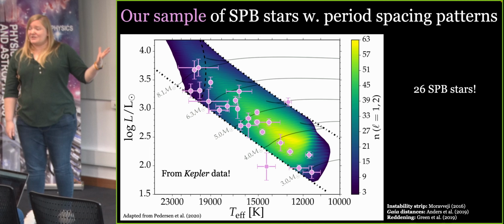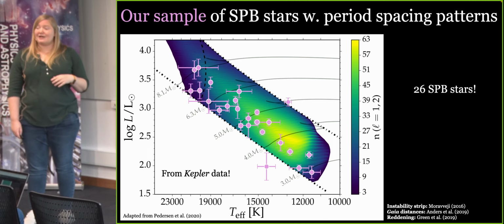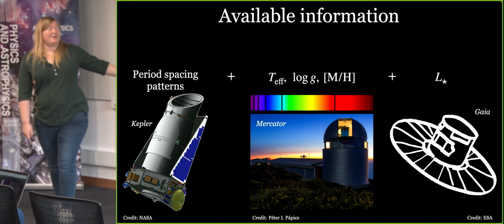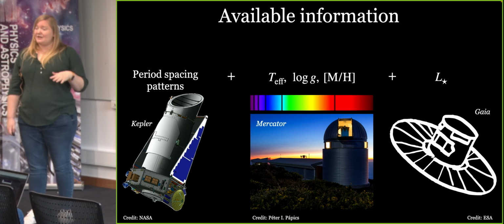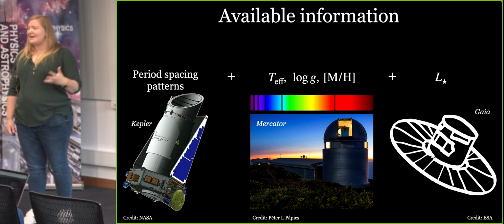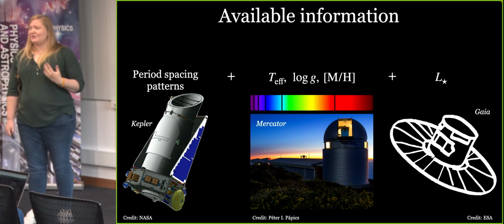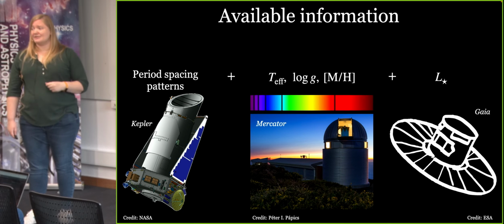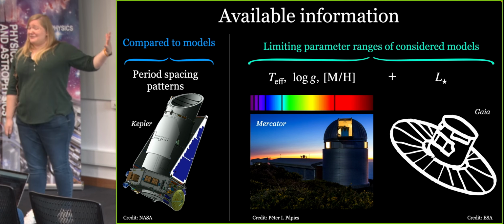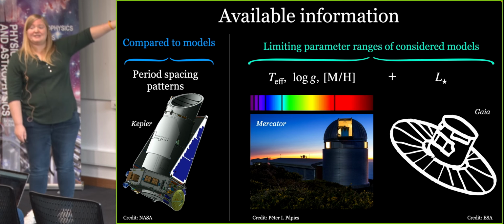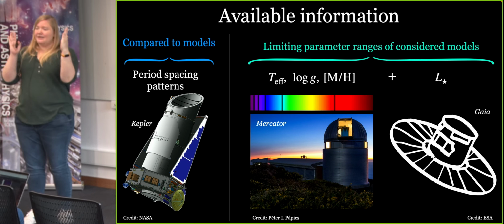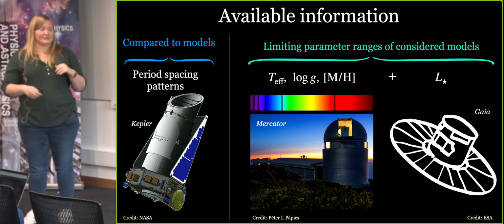And so what we managed to do is to increase the sample to 26 stars that we carried out an asteroseismic modeling for. We used different types of information, so we got the period spacing patterns from Kepler. In addition to that, we had ground-based spectroscopy. They gave us values for the effective temperatures, surface gravity, and metallicity, also rotation, and with, again, distances from Gaia, we also have luminosities that we can use for this type of modeling. We use these parameters in different ways. So the period spacing patterns are what we directly compare to the models, whereas the other parameters we use to limit the parameter space that we considered by the models themselves.